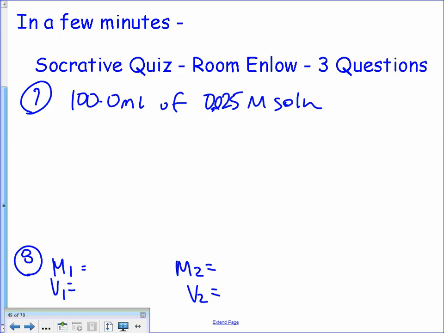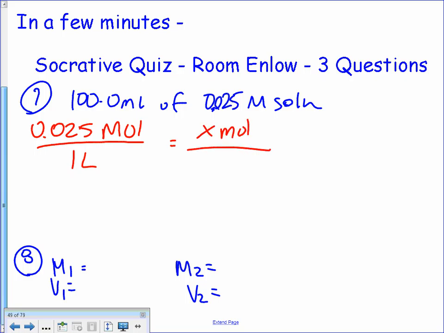X, which is moles in our case. So a lot of you really like this proportion. I saw a lot of you going, okay, 0.025 molar, which is moles per liter, because molar is moles per liter, is equal to X number of moles over what? 0.1, right? Do not put 100 milliliters there because that's not the same unit. So you cannot set up that proportion.